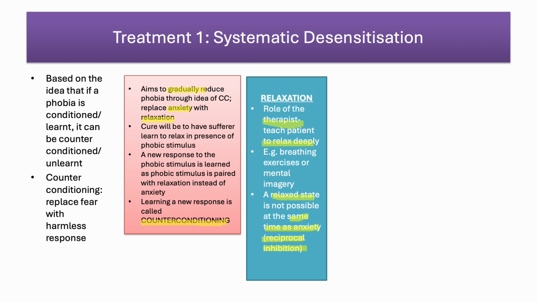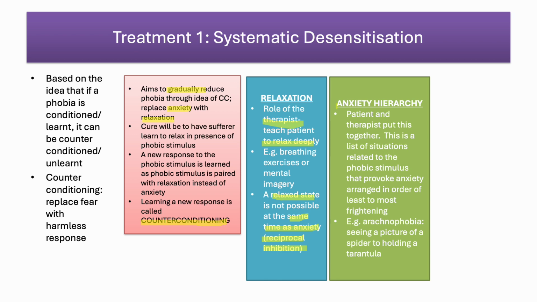So the patient and the therapist work together to construct an anxiety hierarchy, and that is on the specification, so you need to know what an anxiety hierarchy is, which is just a list of situations related to the phobic stimulus that would provoke anxiety in that patient, and they're arranged in order of least to most frightening for that person. So someone with arachnophobia, a phobia of spiders, their least anxiety provoking situation might be seeing a picture of a spider, but then their most might be holding a tarantula. So that's constructed alongside the therapist.